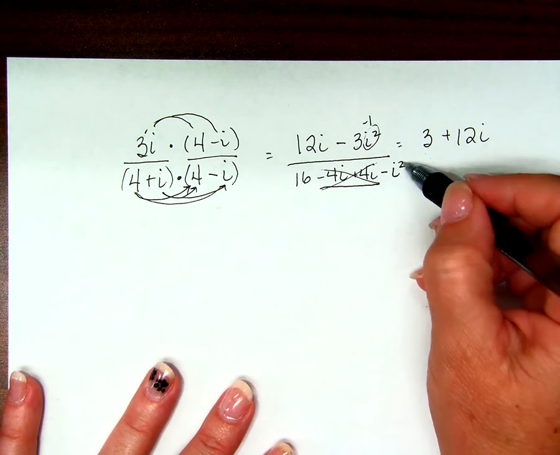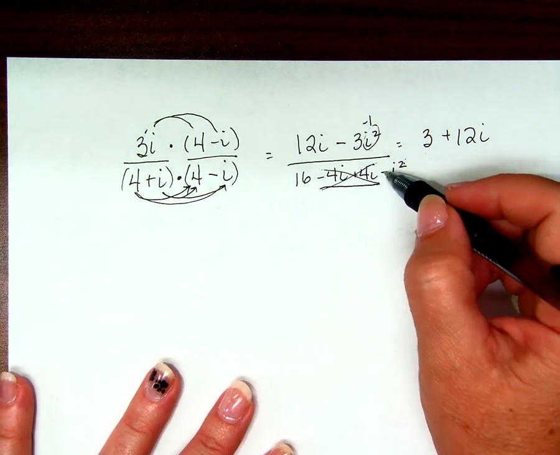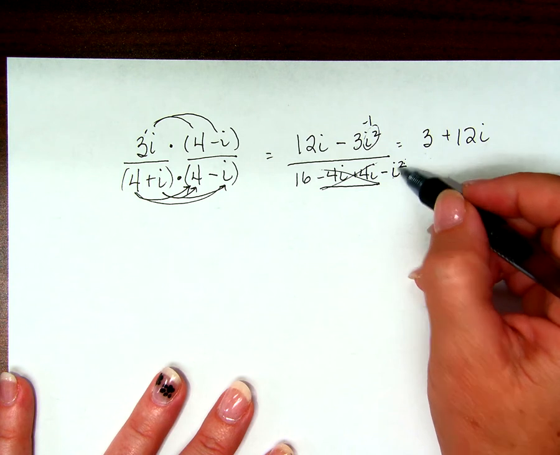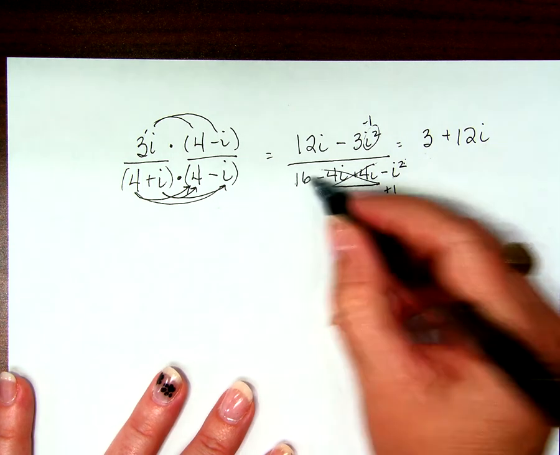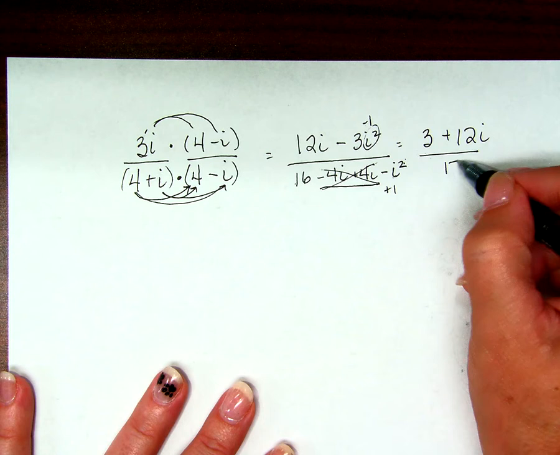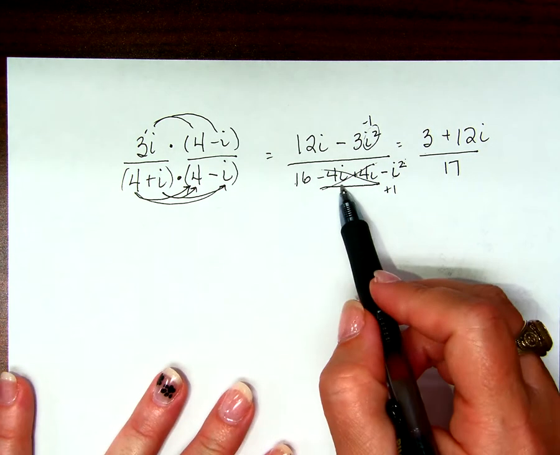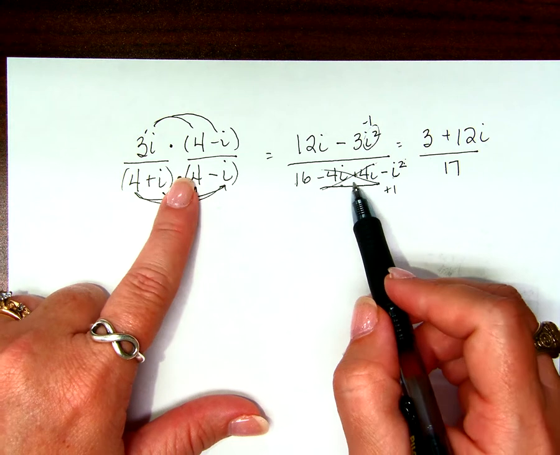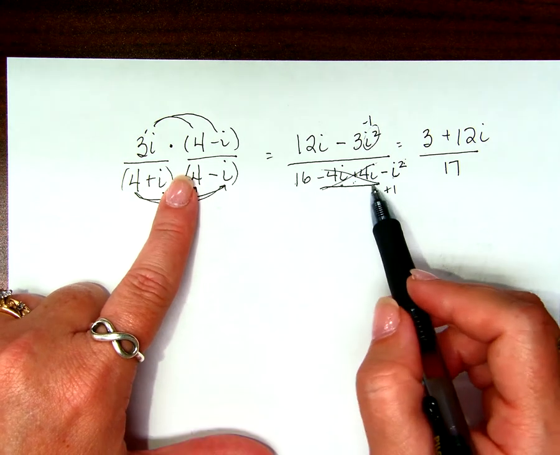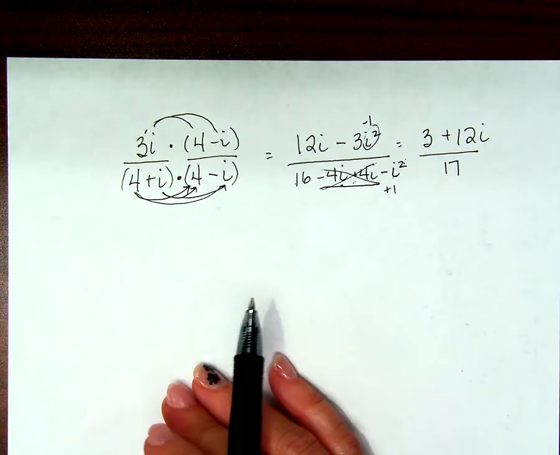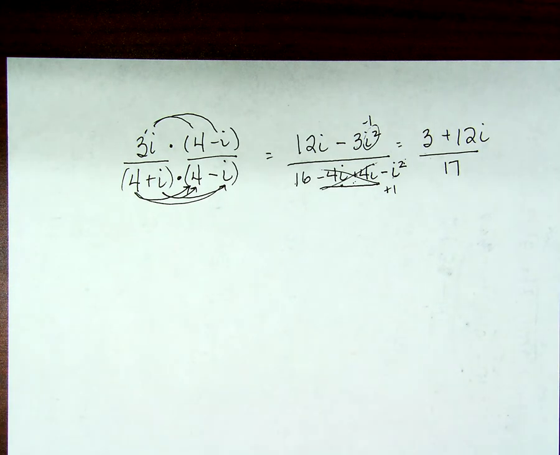And what does i squared equal? So I have a negative 1, so plus 1. So it's 16 plus 1, 17. I choose the complex conjugate because now I don't have a complex part in my denominator anymore. Is it okay to have 17 in my denominator? Yeah, I just can't have an imaginary part in my denominator.